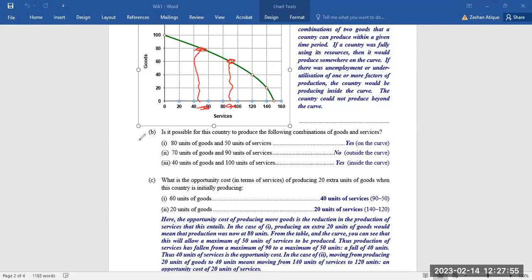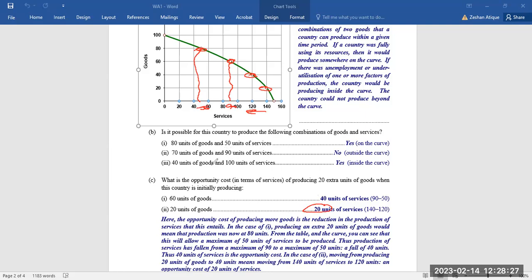All right. So if you are producing here and you want to produce 20 more units of goods, that requires you to produce less of the services. If you want to produce 20 more units, say you go from 20 to 40, you have to reduce your services production, say, from 140 to 120. So this is the difference for the 20 units. In that way, you can find out the opportunity cost.